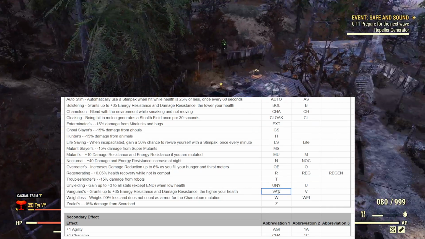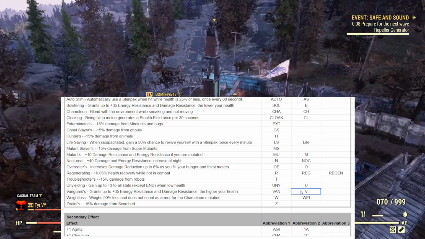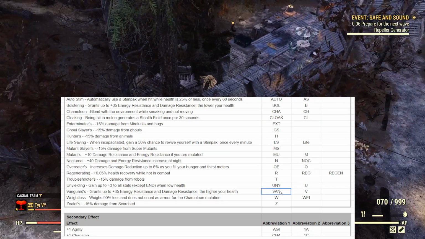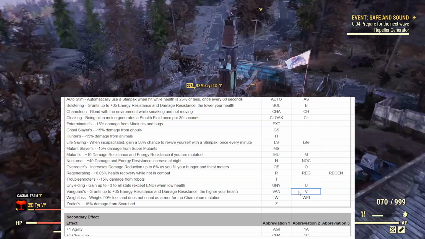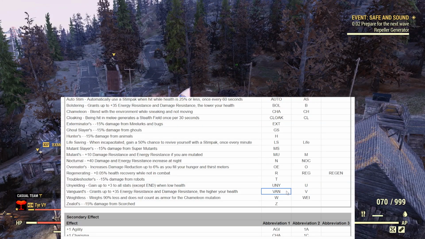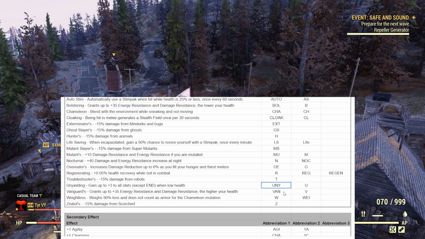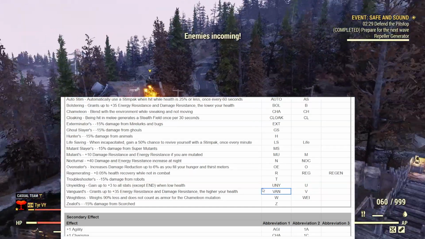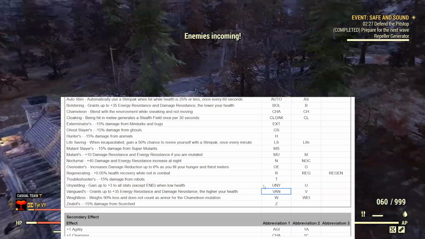Then we've got vanguards. I think I typically see people writing this as V more times than VAN, but you know, both work. I would just probably, myself, write VAN just to not get it confused with anything else that any idiot can possibly confuse it with.